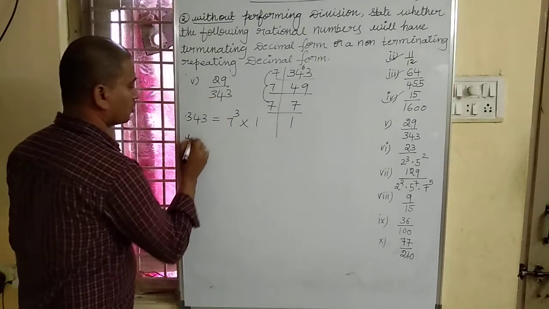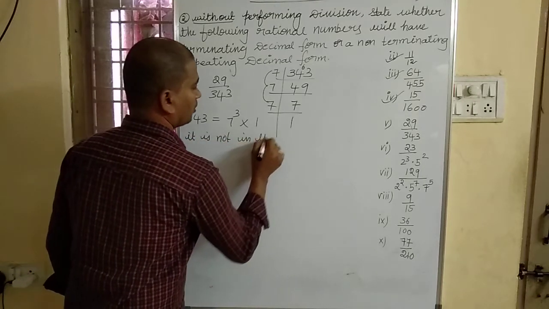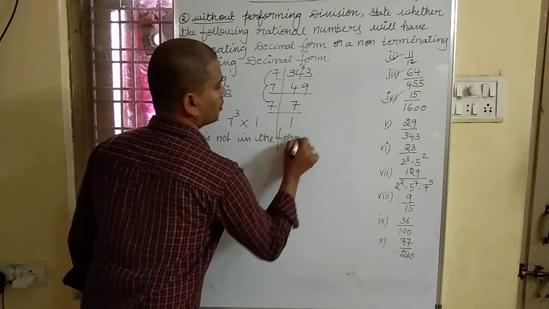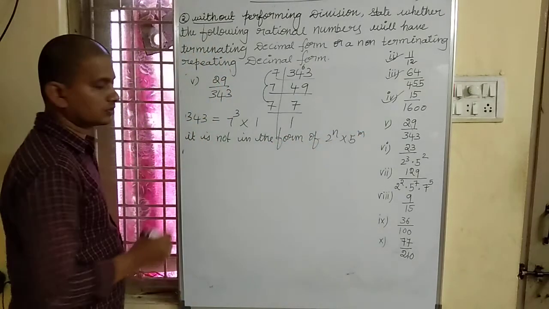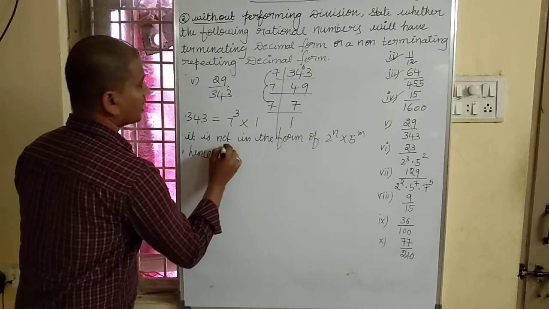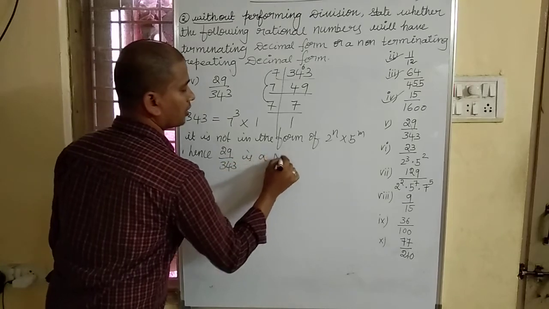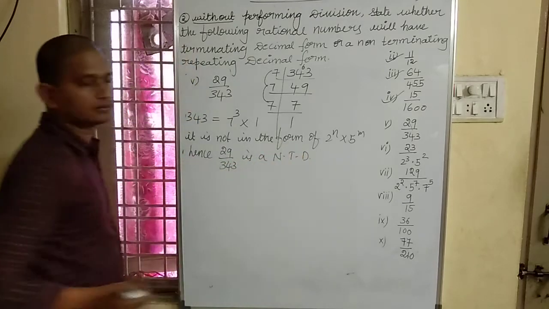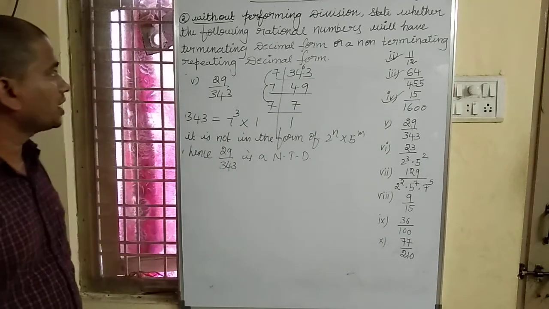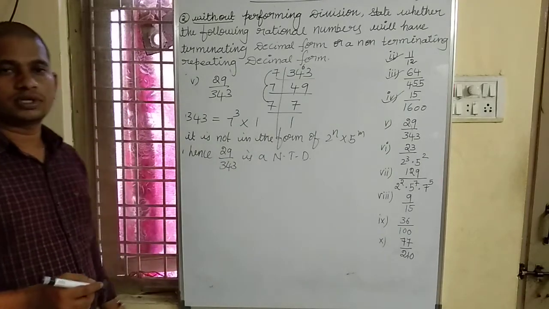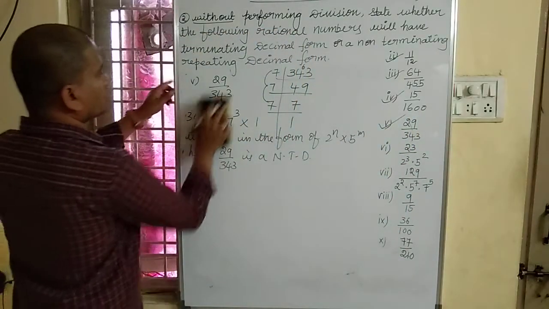It is not in the form of 2 power n into 5 power m. Hence 29 by 343 is a non-terminating decimal, that is, non-terminating repeating decimal form, right? That is the fifth question. Coming to the sixth question.